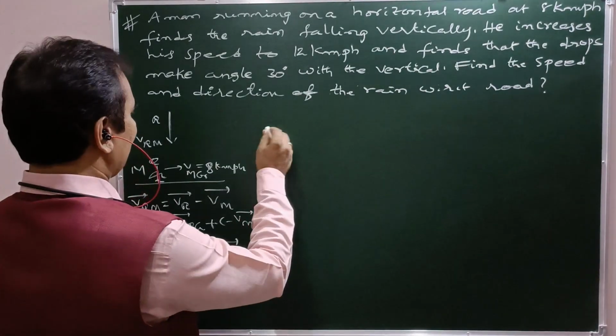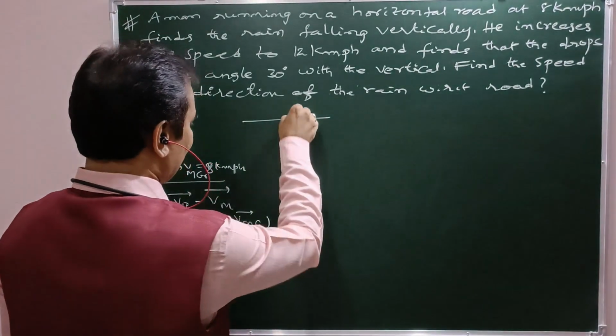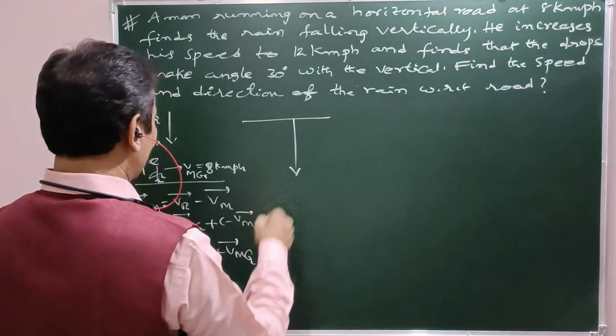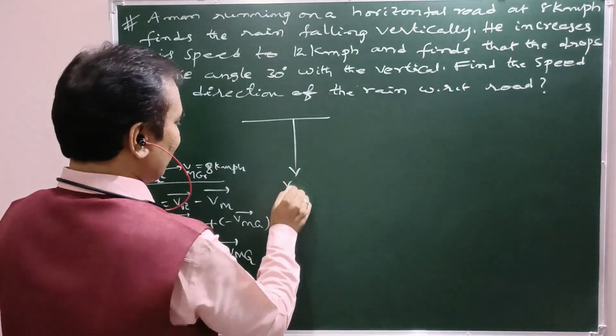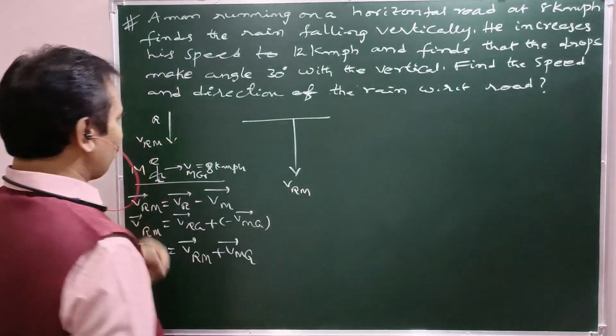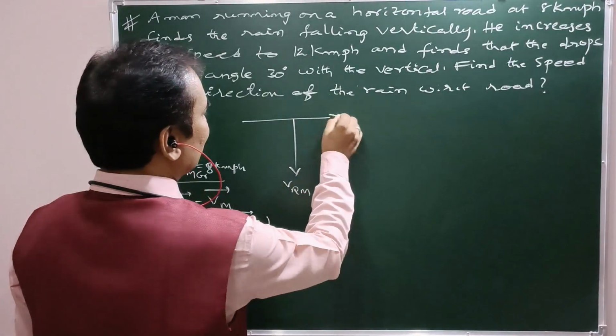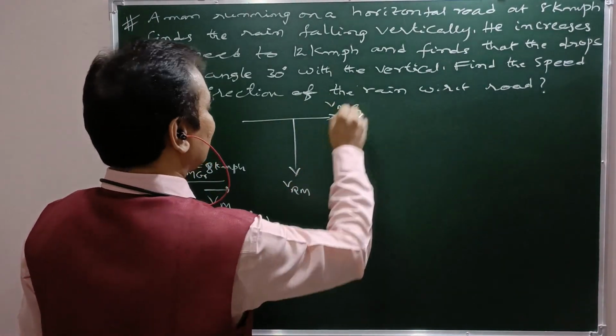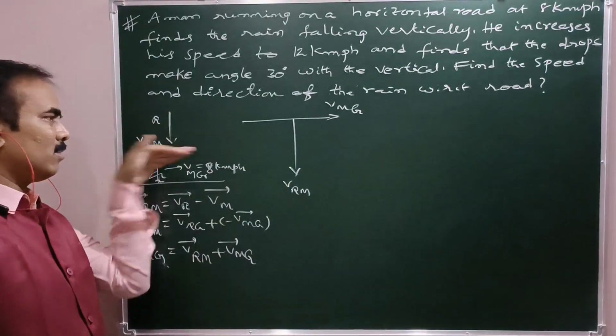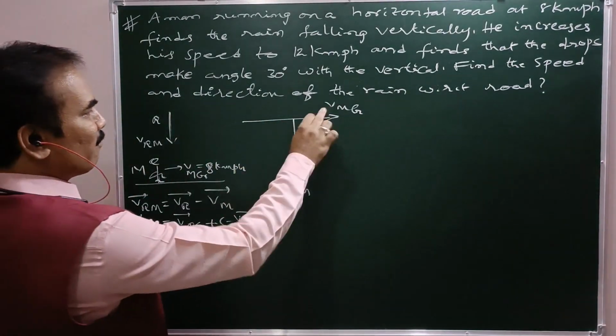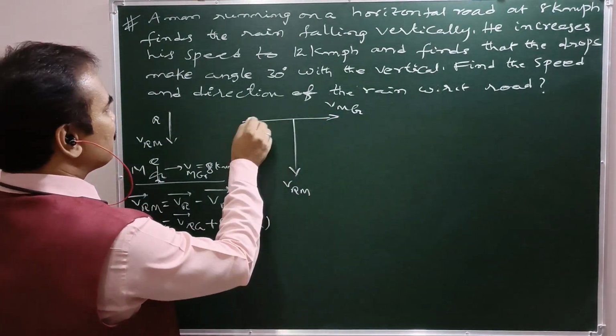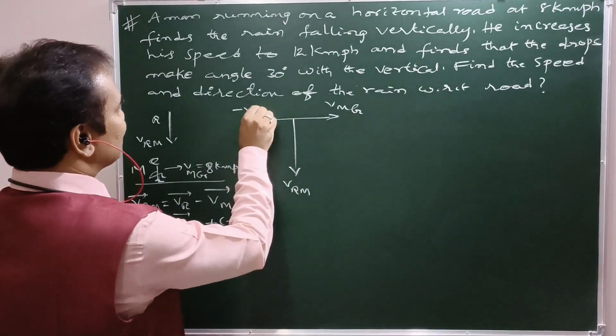See, this is what VRM, vertically downwards. So this is what VMG, velocity of man with respect to ground, rightwards. Now on making reverse VMG, this becomes minus VMG.